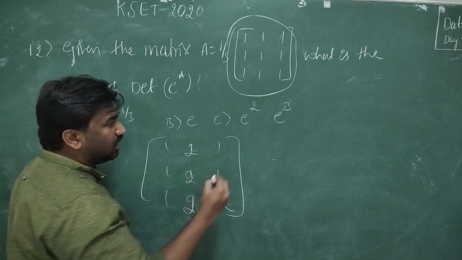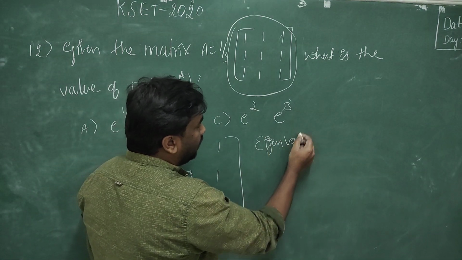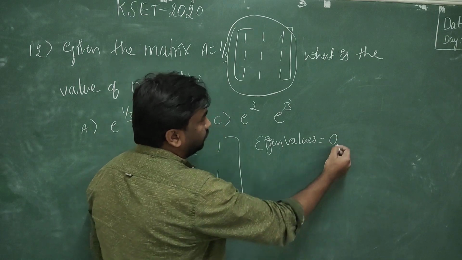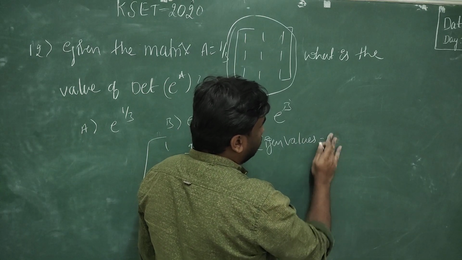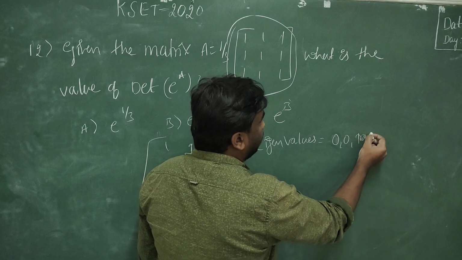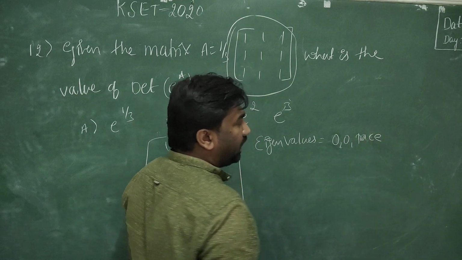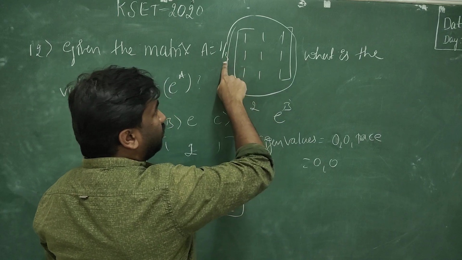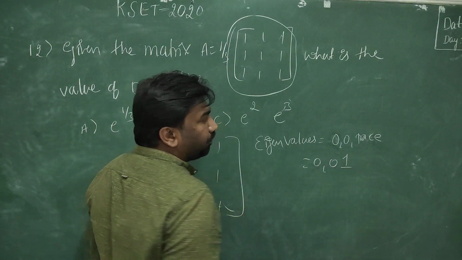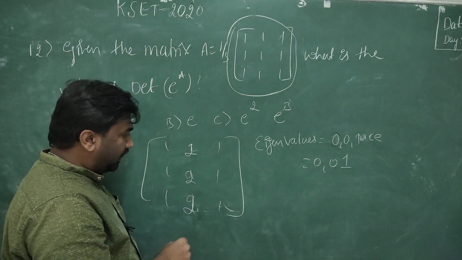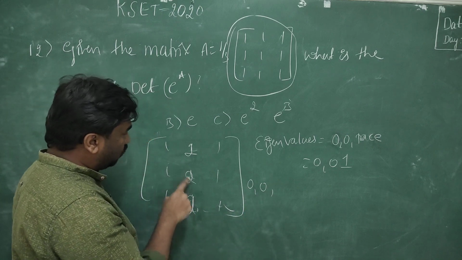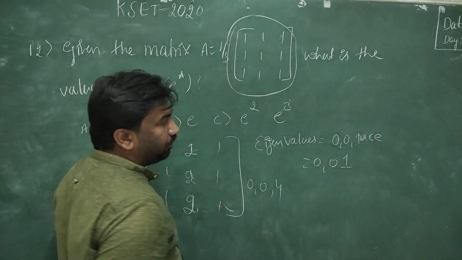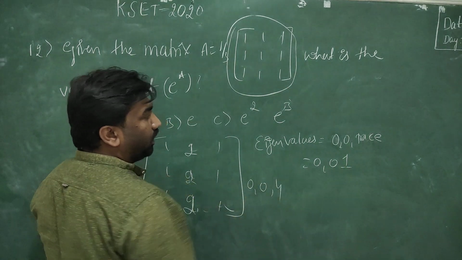For such a matrix, the eigenvalues are 0, 0, and the trace. For the all-ones matrix, the trace is 1 plus 1 plus 1, which is 3, and we have the factor 1 by 3, so 3 by 3 is 1. So the eigenvalues of this matrix are 0, 0, 1.